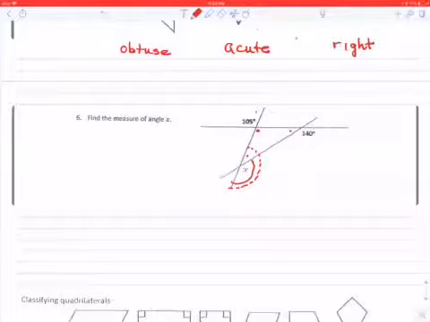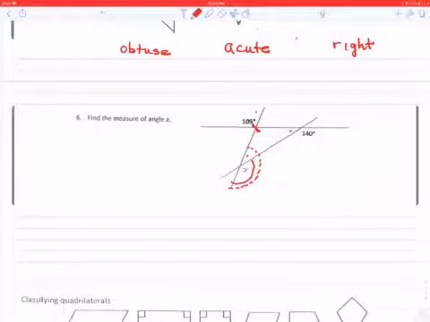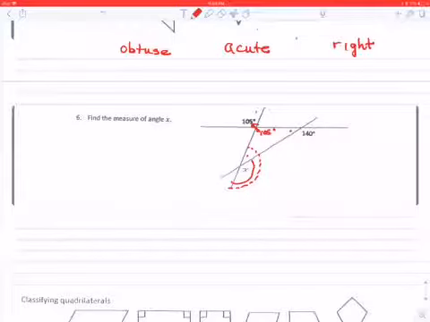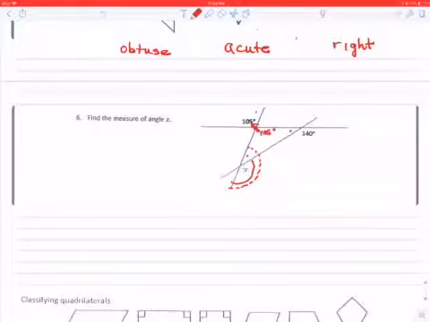So, for this angle, I know that that has to equal 105 because those two angles are vertical. They're opposite to each other and share only a common vertex. And vertical angles are equal.